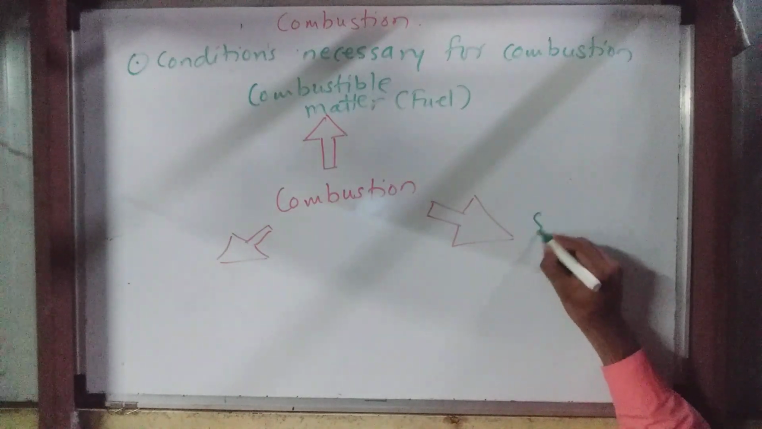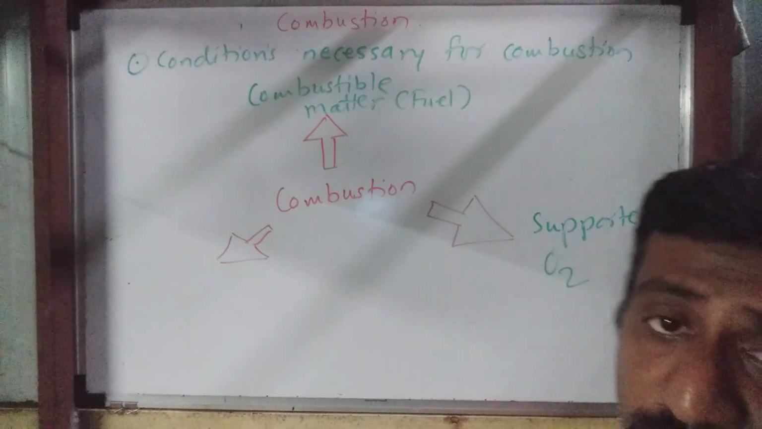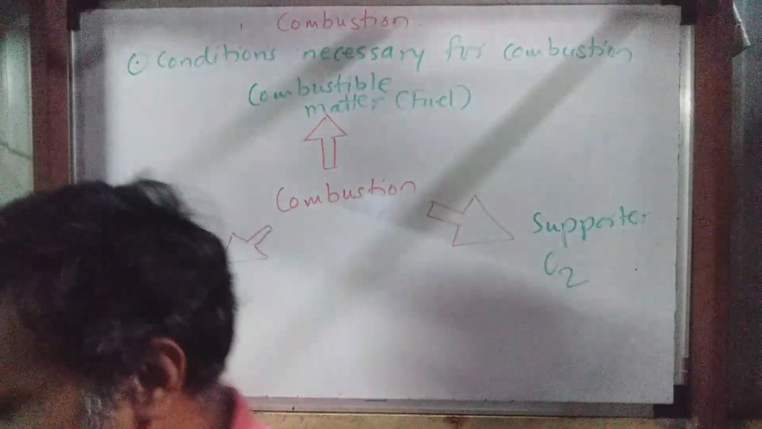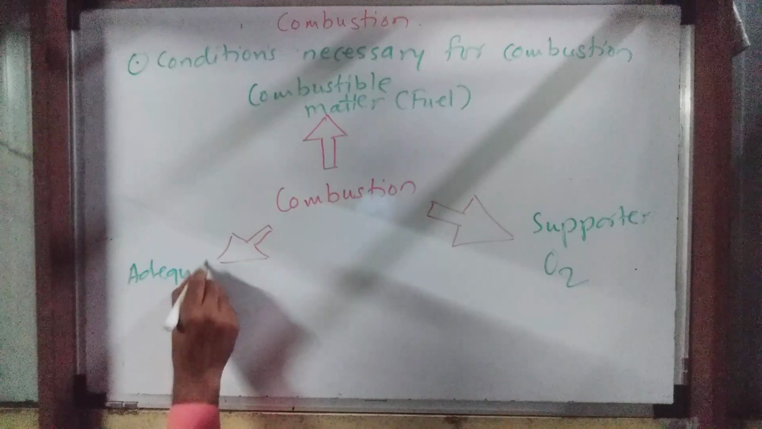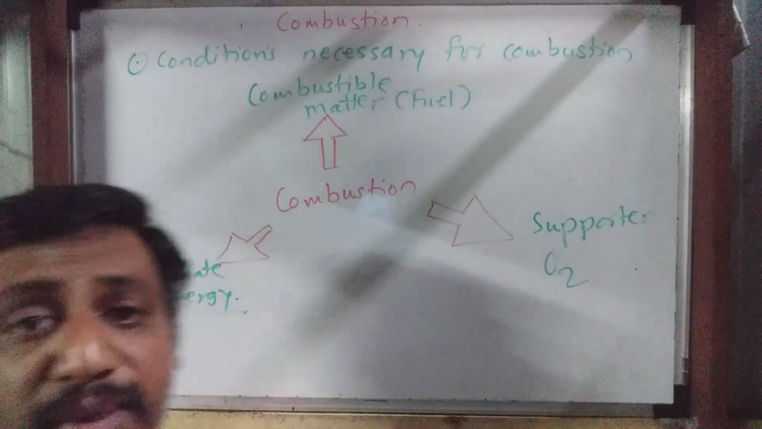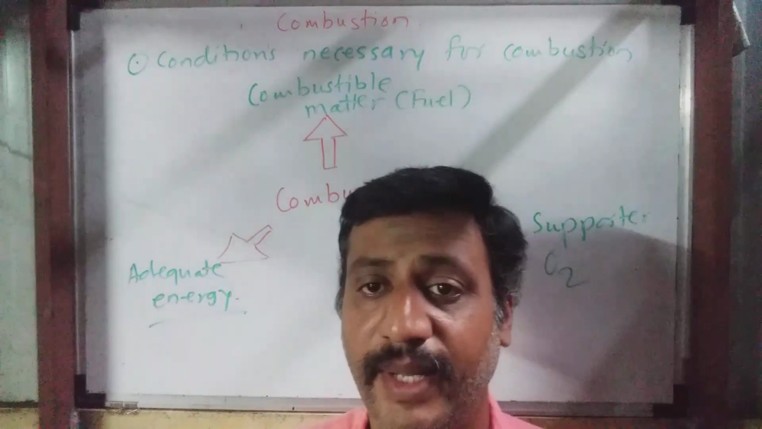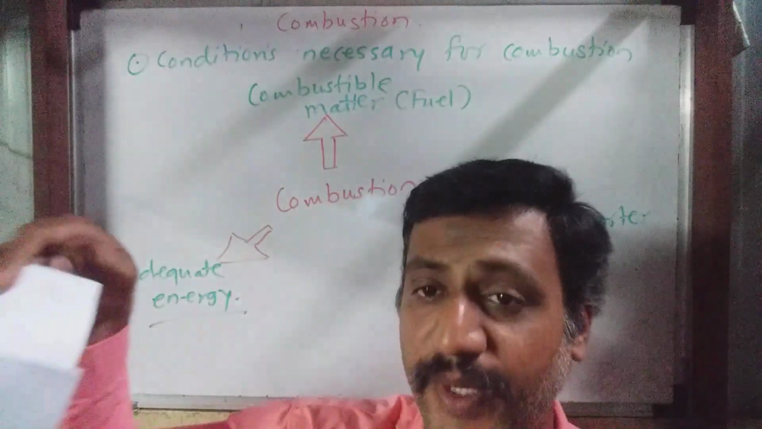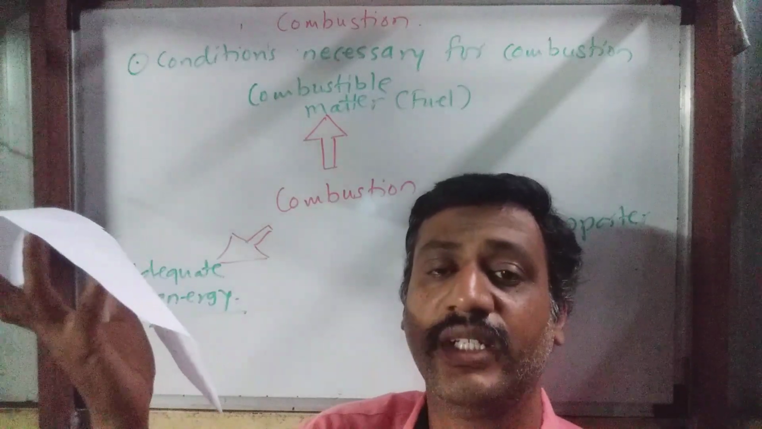Then there should be the presence of a supporter. And what is the supporter? Oxygen is the supporter of combustion, as we all know. And the third thing is that there should be adequate energy. Adequate energy means that the ignition temperature is to be reached. I am asking a simple question. Suppose the paper is here. Now this paper I have. Now students, why is the combustion of the paper not occurring?